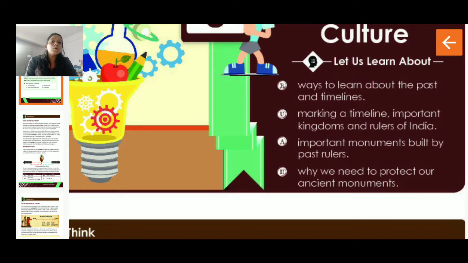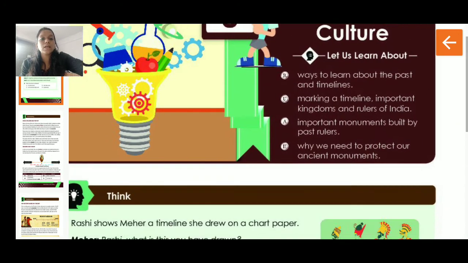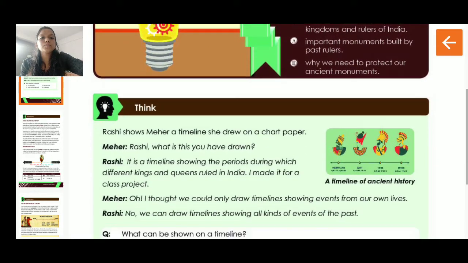Then we will see how a timeline is drawn, how different things are marked on a timeline, and what the important kingdoms of the past are, who the different rulers in the past were, what they have done, what the ancient monuments are, different things which are from the past, from history, and why we should protect our history, all such monuments. We are going to study all this in this lesson. So first we will start with the Think section.